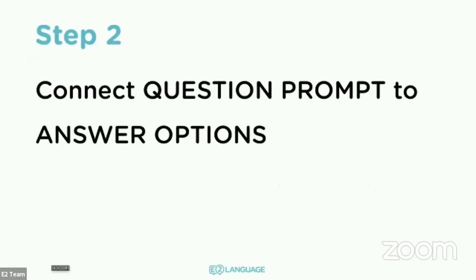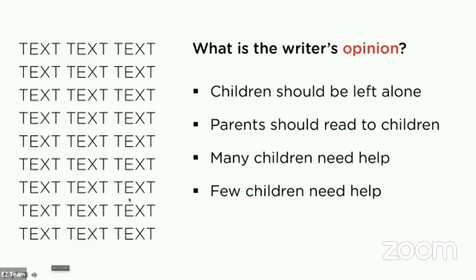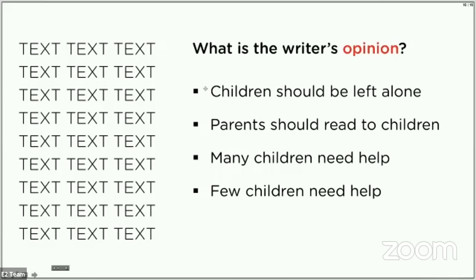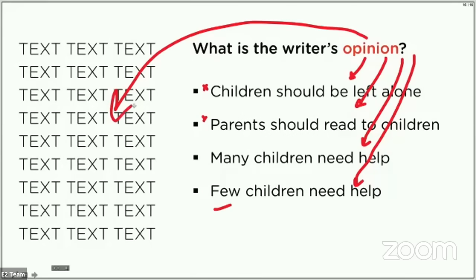But before you go to the text, you should connect the question prompt to the answer options. What I mean by that is, if you're looking for the opinion, then what's the opinion here? Children should be left alone. Leave children alone. That might be the opinion. Or parents should read to children. That might be the opinion. So you're connecting this to the different answer options, okay? Or that many children need help, or that few children need help. What's his opinion?